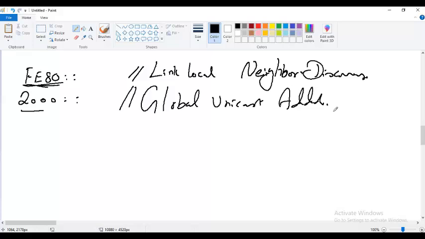The address that we use to ping, we got link local address, which is used by the devices to discover. Even a computer can discover a router. Router can discover another router. Okay. So discovery is through link local only.